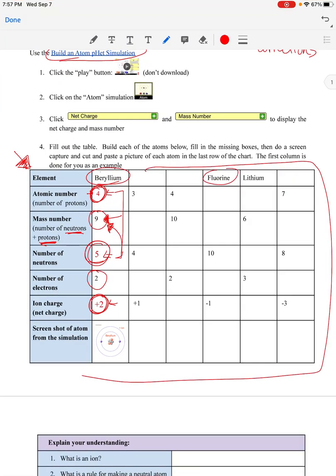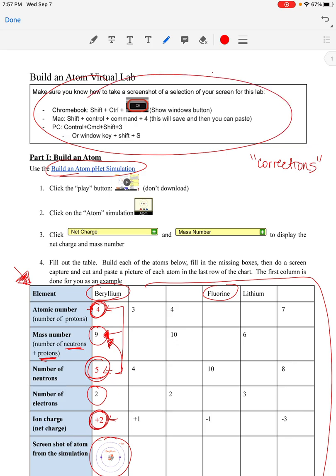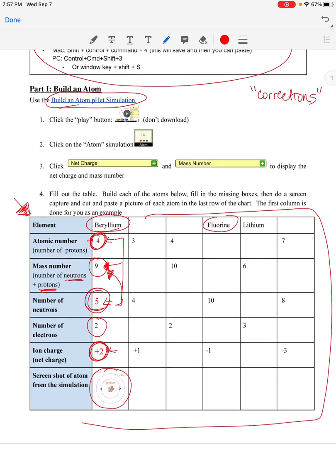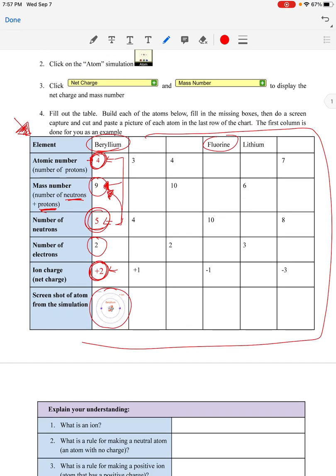If we remember from the last class, an ion is an atom that has a charge, that has an unequal number of protons and electrons. And then you're going to take a little screenshot of your atom from the simulation. The instructions for taking a screenshot are up here. If you have trouble with that and you can't get the screenshot, don't worry about it. You can just fill out the rest of the chart. So let's start the next one, and then you'll do the rest by yourself.